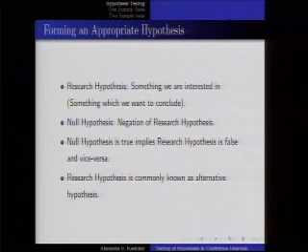For example, if I want to claim that the average height of the trees in my garden is greater than 3.5 feet, then that becomes my research hypothesis. I want to claim that the average height of the trees in my garden is greater than 3.5 feet. And my null hypothesis is the negation of the research hypothesis. So the null hypothesis would mean that the average height of my trees is equal to 3.5. It is not greater than 3.5.